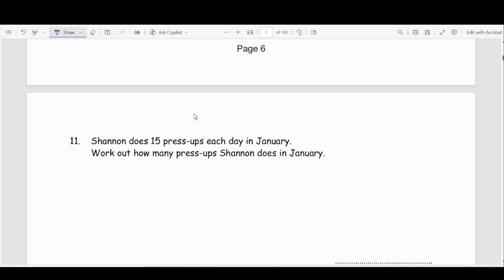Okay. Question number 11. Read it. Shannon does 15 press ups each day in January. Work out how many press ups Shannon does in January. So how many days? 15 times 31. Exactly. There are 31 days in January, so we need to times it with 15 to find total press ups. So let's do it together.